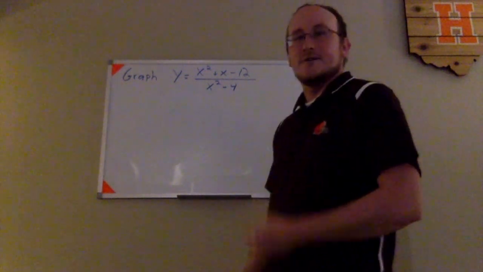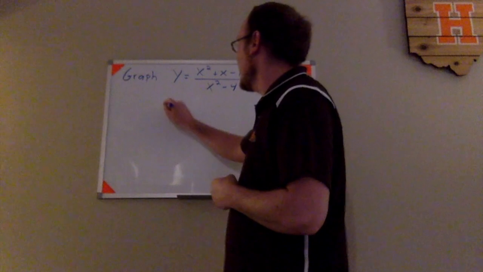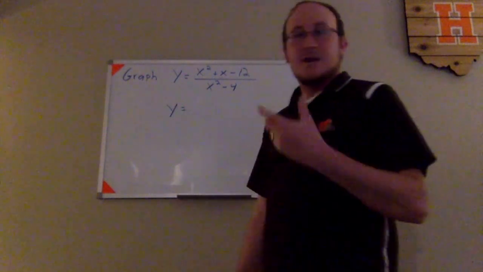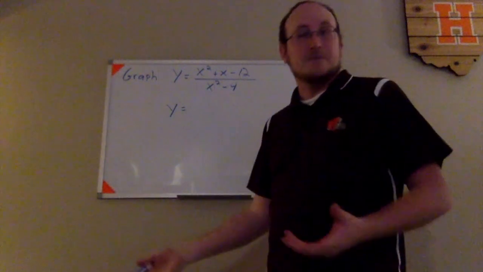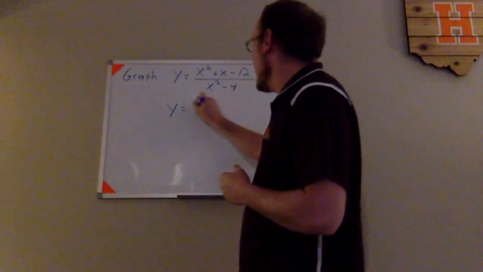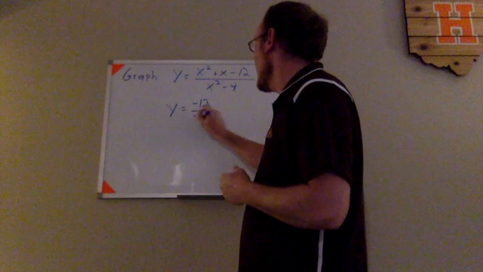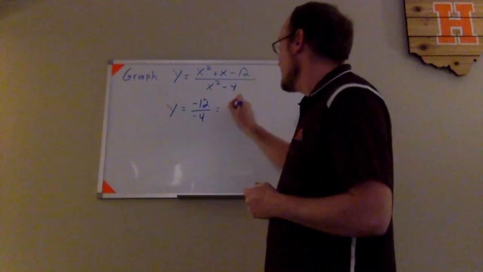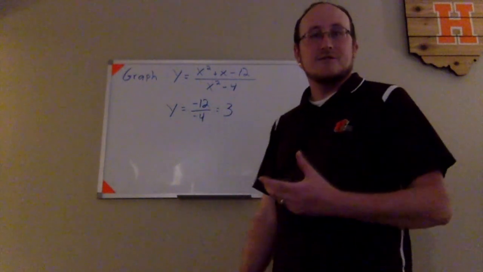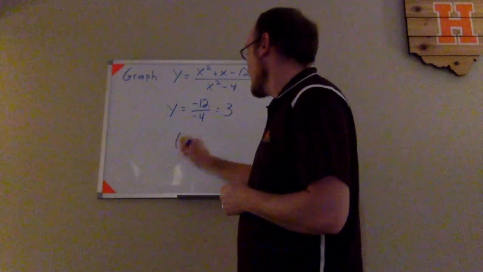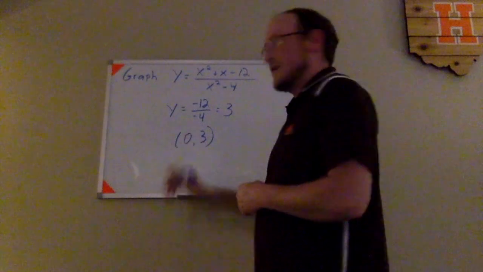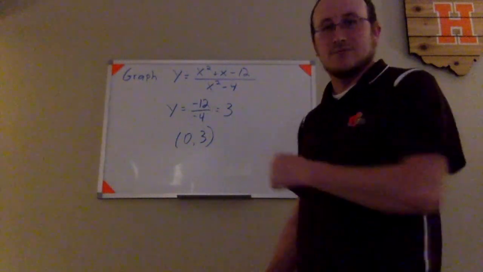To find the y-intercepts, I will plug 0 in for x and figure out what I get for y. When I plug 0 in for x, all of these terms that contain x will just vanish from the problem. And I'll just be left with negative 12 in the numerator and negative 4 in the denominator, which is equal to 3. So this graph should be crossing the y-axis at 3 on the y-axis. That would be the point 0, 3. Would be the y-intercept of the graph of this rational function.